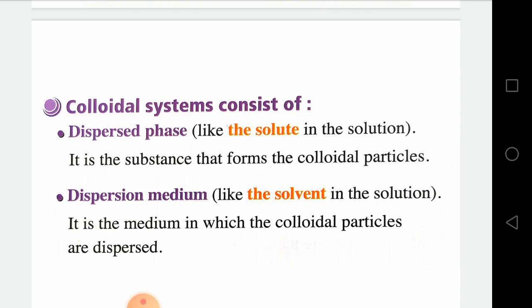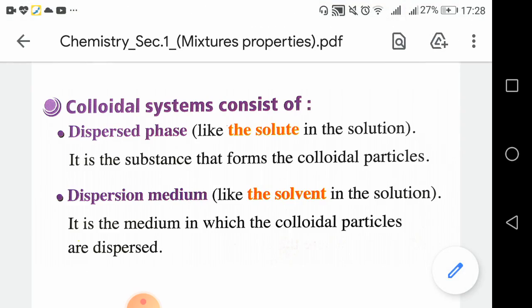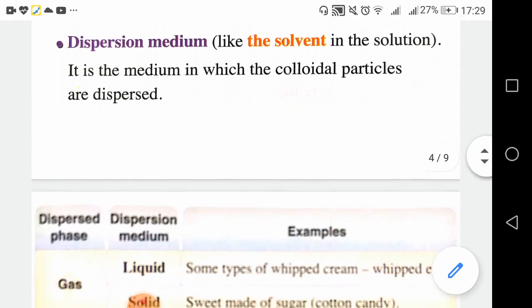The dispersed phase is like the solute in the solution. It is present in a minor amount. Okay, it is the substance that forms the colloidal particles. While the dispersion medium is like the solvent in the solution, which is present in a major amount in the mixture, and it is the medium in which the colloidal particles are dispersed.